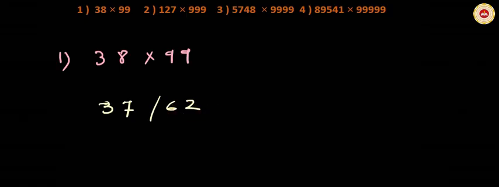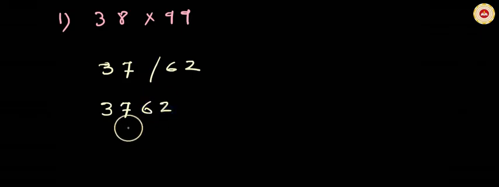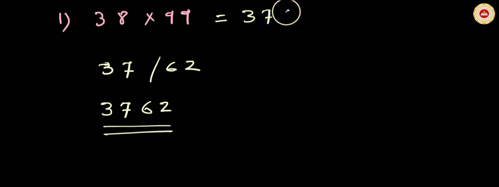So we have calculated both of the parts, left part and right part. Let us remove the slash and write these 2 parts: 37, and 62. This is the answer. 38 multiplied by 99 is 3762. Cleared?